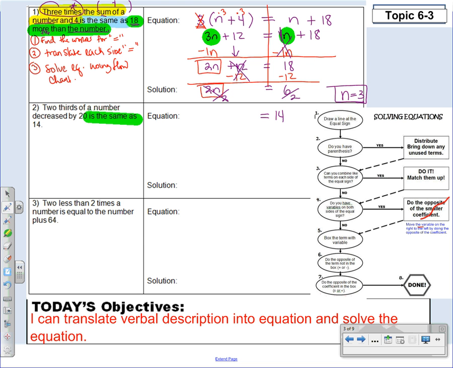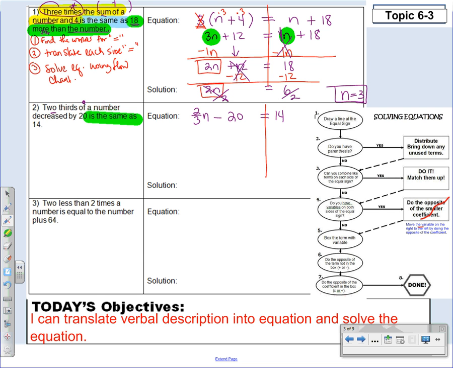The left-hand side says 2/3 of a number decreased by 20. Of, remember, means multiply. So 2/3 of a number means 2/3 times the number. Decreased by means subtract, so we're going to decrease by 20. So we've translated each side of the equal sign. Now we're going to solve.